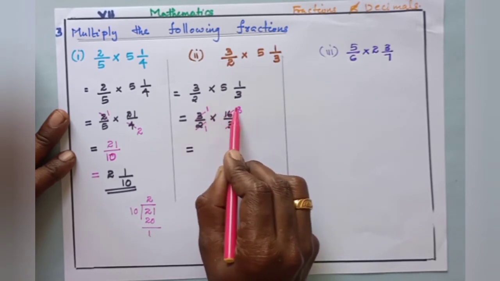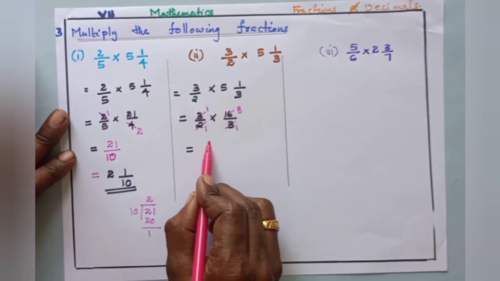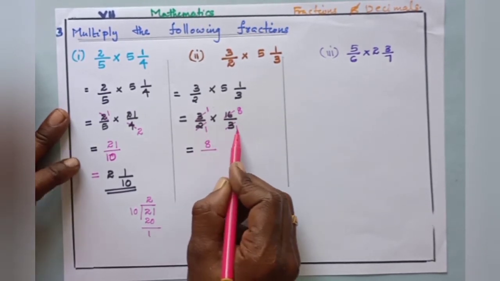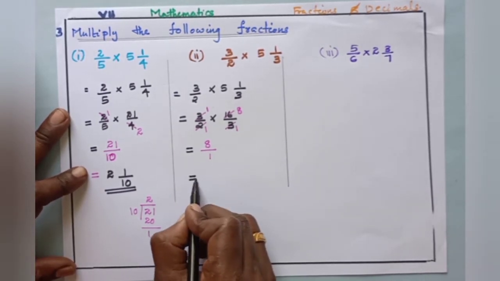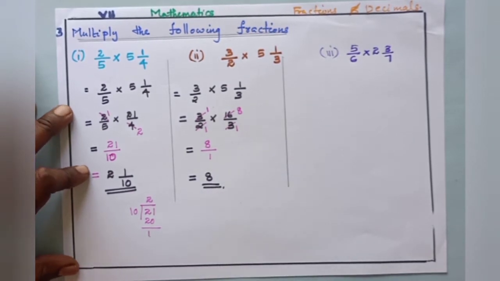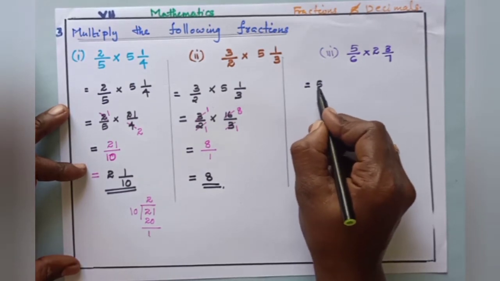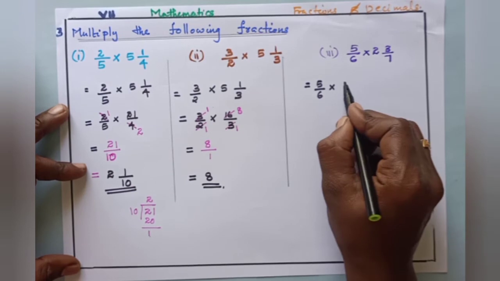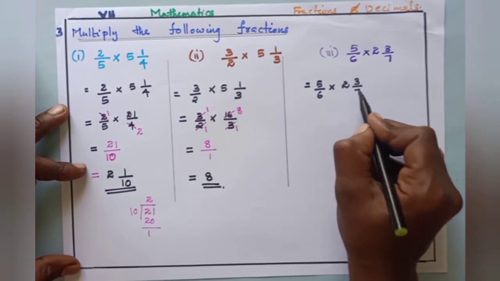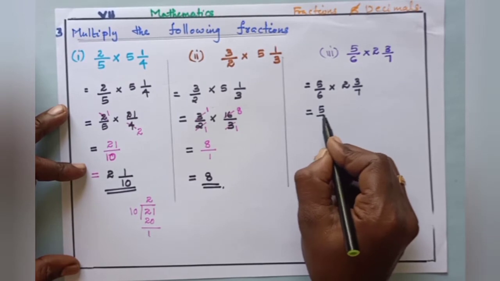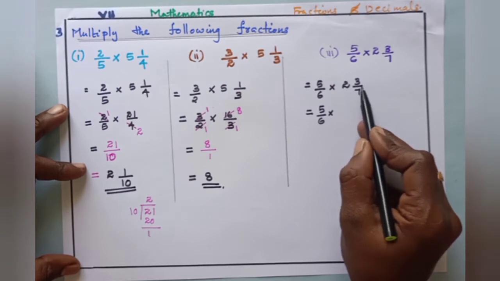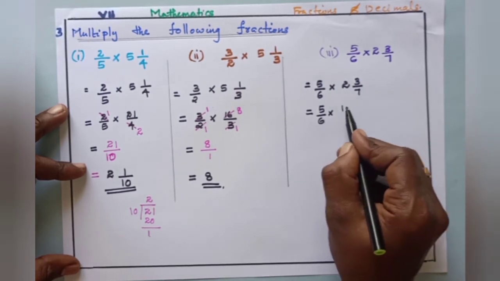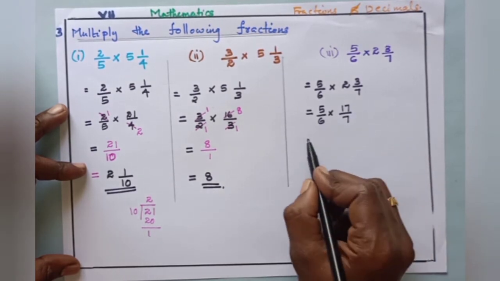Then take the product of the numerators, 1 into 8, 8 by 1 into 1, 1. So 8 by 1 means the answer is 8. Okay. The next question is 5 by 6 into 2 and 3 by 7, equal to 5 by 6 into, changing into improper, 2 into 7, 14 plus 3, 17 by 7.